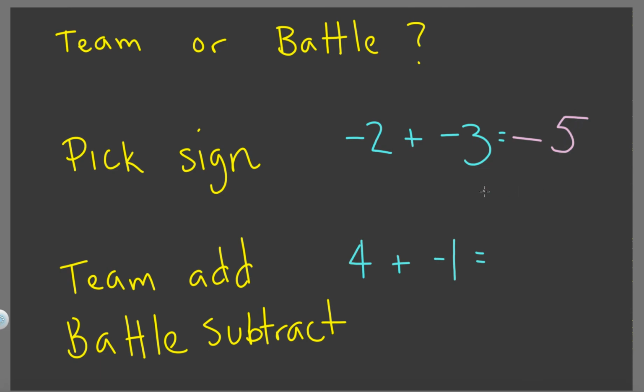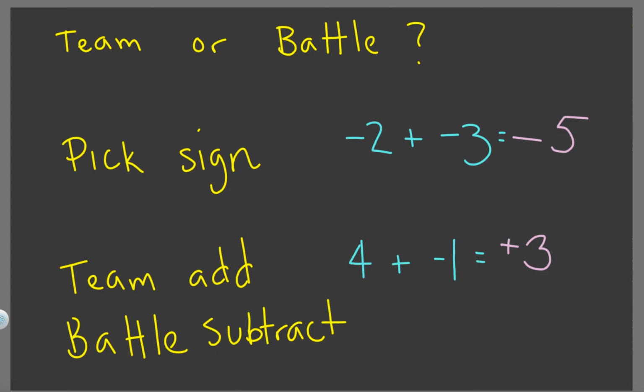So I ask the same questions. I've got a 4 and a -1. So we've got a positive and a negative. That makes it a battle. So then I look and see. I got to pick the sign. Which one's bigger? The 4 is bigger. What that tells me is that my answer has to be positive. Now, if it's a battle, we're going to subtract the numbers. For 4 minus 1, that gives me a 3.